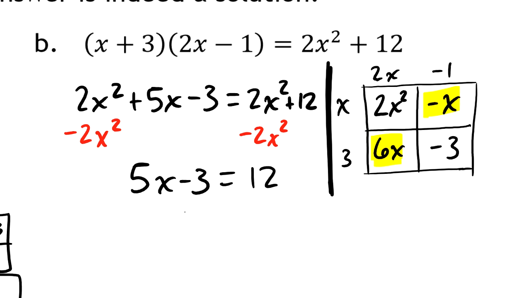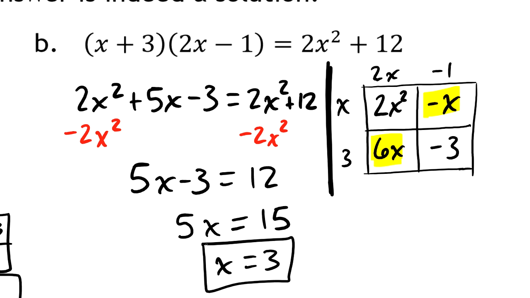I'll undo the subtraction of 3. This becomes 5x would equal 13. I'm sorry, 15. I'm adding 3 to 12. And then if I divide by 5, x would have to equal 3. So it's a great exercise to take that and run it through both the left hand and right hand side and verify that it is a solution.